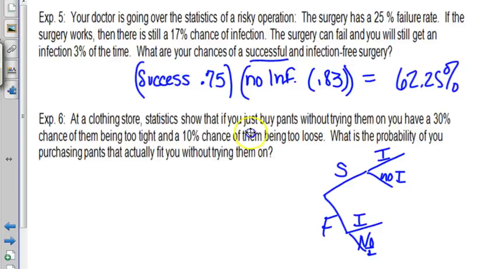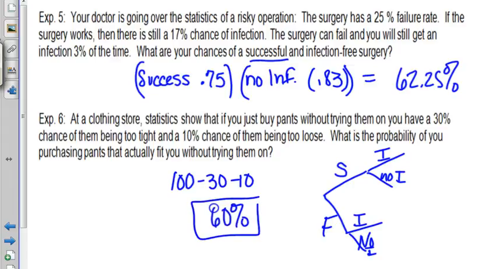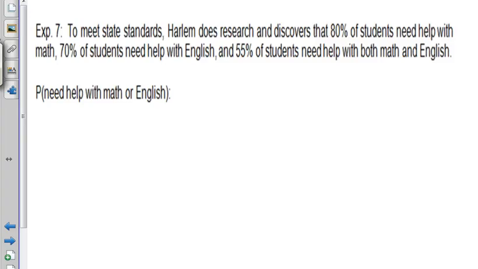So assuming that those are the only choices: too tight, too loose, or they fit. That would leave 100 minus 30 and 10, which leaves 60%. It's a poorly worded question, in my opinion. Not the wording so much as the concept. A lot of other things could be wrong. They're too short, says someone tall.